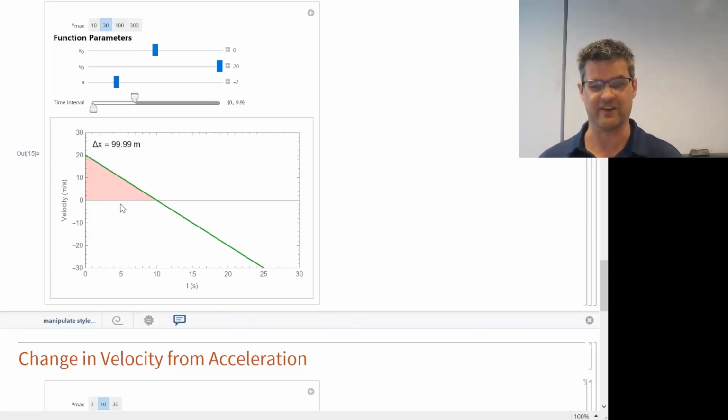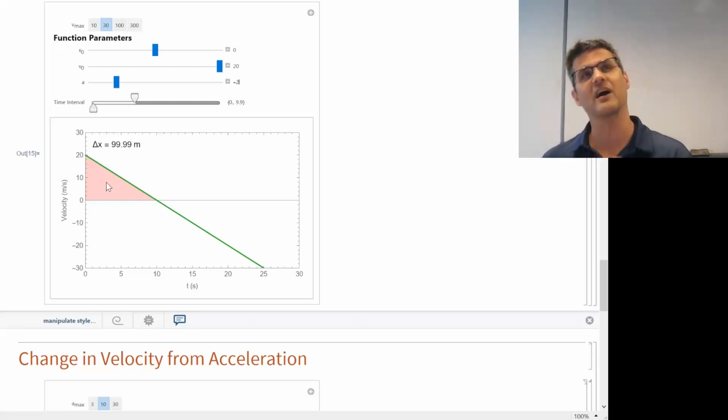Base times height divided by 2. Relatively straightforward. But in the case of a line, as we see here, we can actually look at the average value of initial and final velocity. The initial in this case is 20. The final here is 0. It turns out that the average value of 20 and 0 is 10. I could have had a constant value of 10 over this exact same time interval and done the same thing and found the same area.